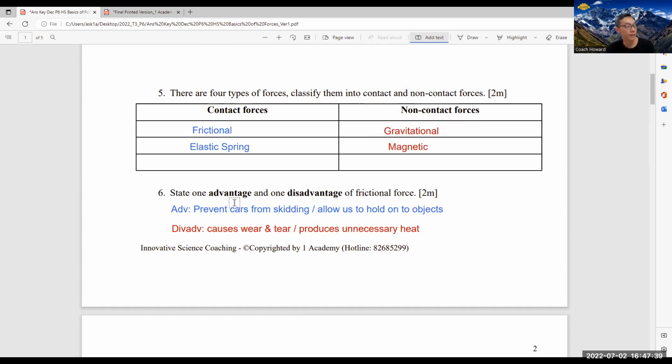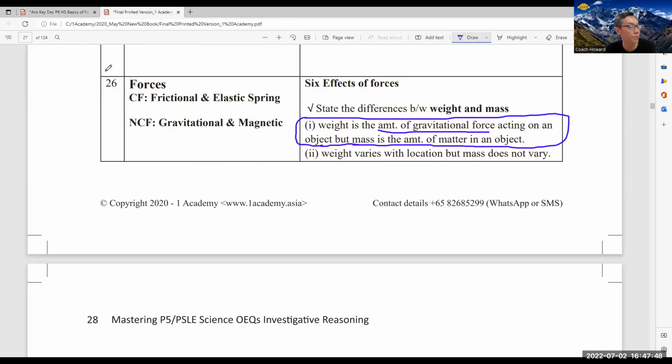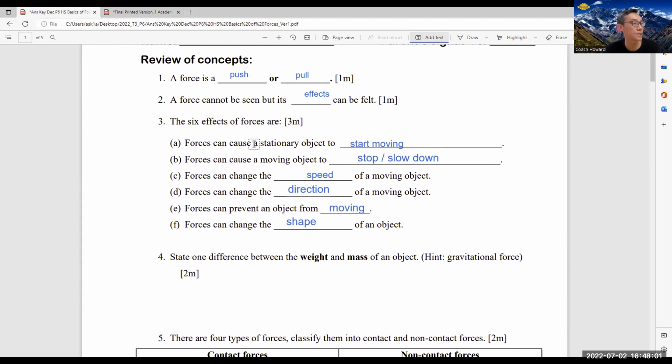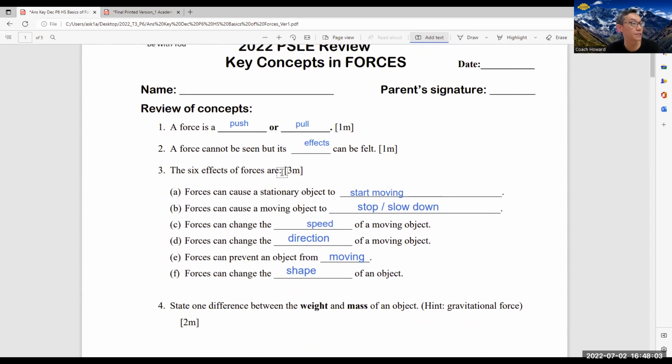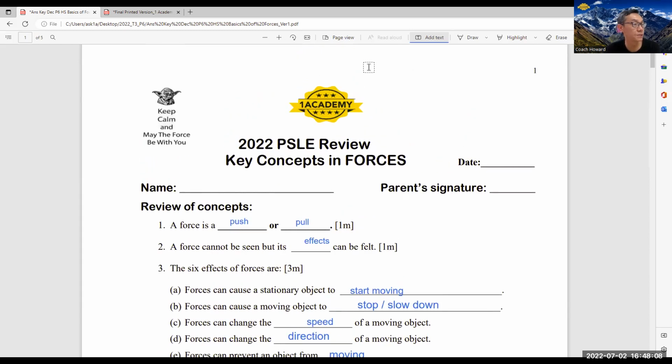And then the advantage and disadvantage of friction. Difference between weight and height, as I told you, is on page 27 of my book, number 26. So you state this part. The weight is the amount of gravitational force acting on an object, but mass is the amount of matter in an object. So the 6 effects of forces here. This is the concept review for PSLE students this year. So keep calm, may the force be with you.